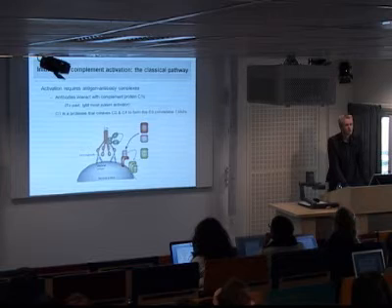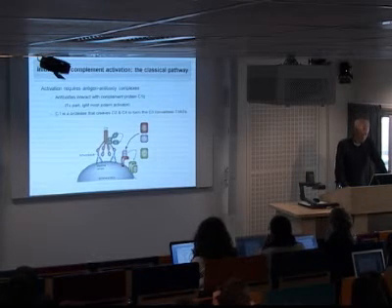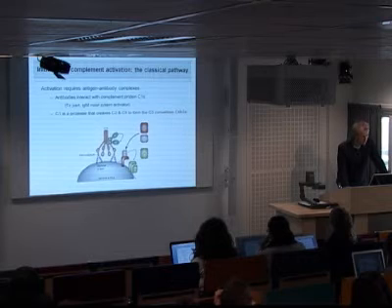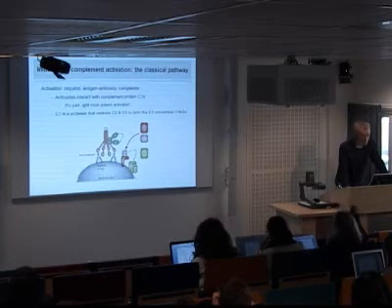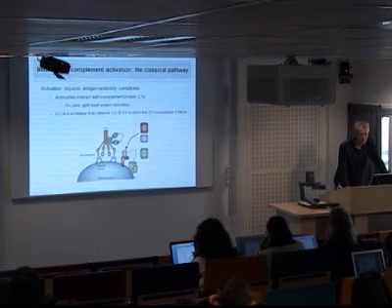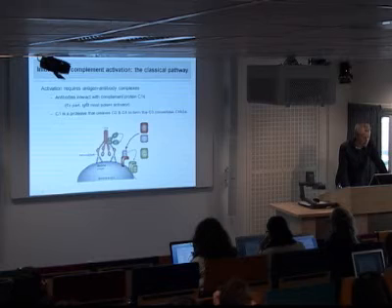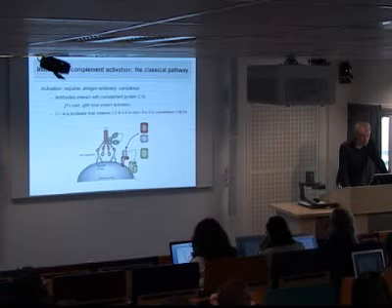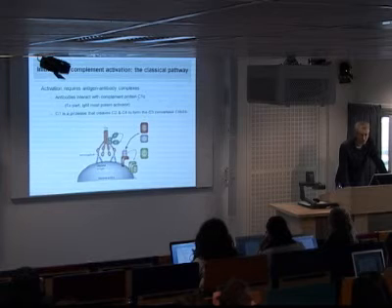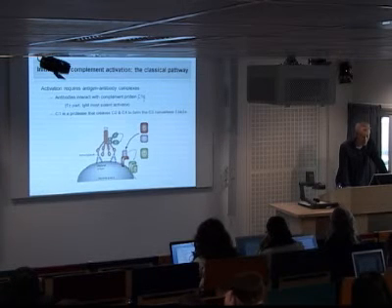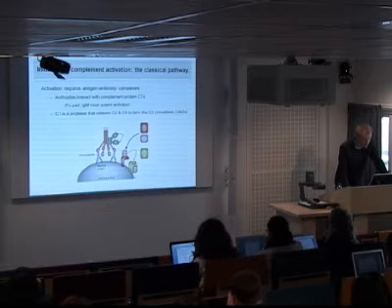So if we look at the classical pathway and how this is initiated, I told you before that this is dependent on antibodies. When an antibody recognizes an antigen, it can bind, of course, and specifically the constant part of these antibodies can interact with the first complement protein, C1, and specifically the C1q subunit. And you can see it here.